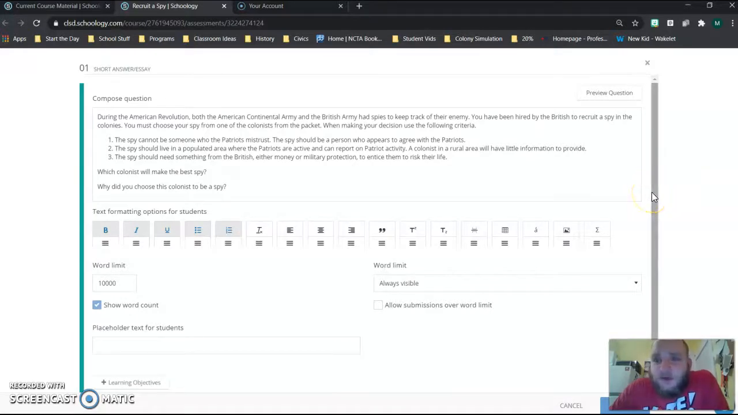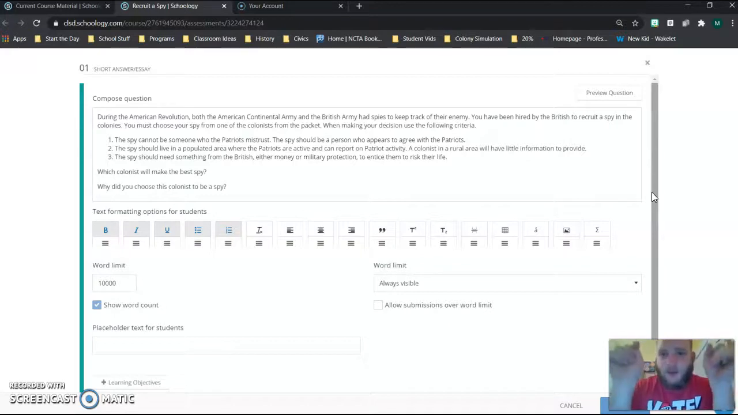So during the American Revolution, during the actual fighting, and I know we haven't talked about the actual fighting yet, but what I think is really one of the most fascinating things about the American Revolution is that both armies, both the American colonies and the British, have this extensive spy network to keep track of what the enemy is doing and to try to get intel and all of that stuff. You, yes you, have been hired by the British to recruit a spy in the colonies. You are going to have to choose a spy from somewhere in this packet to be a spy for the British.